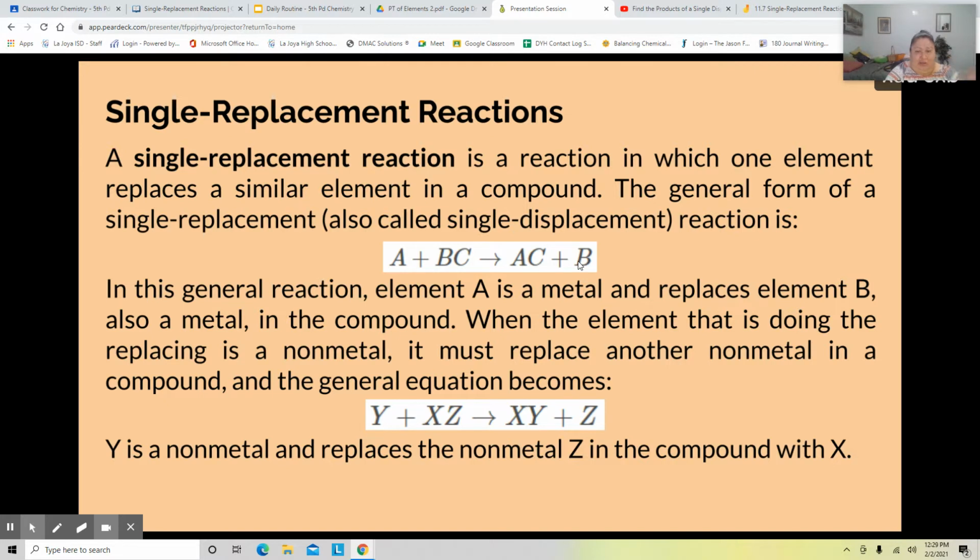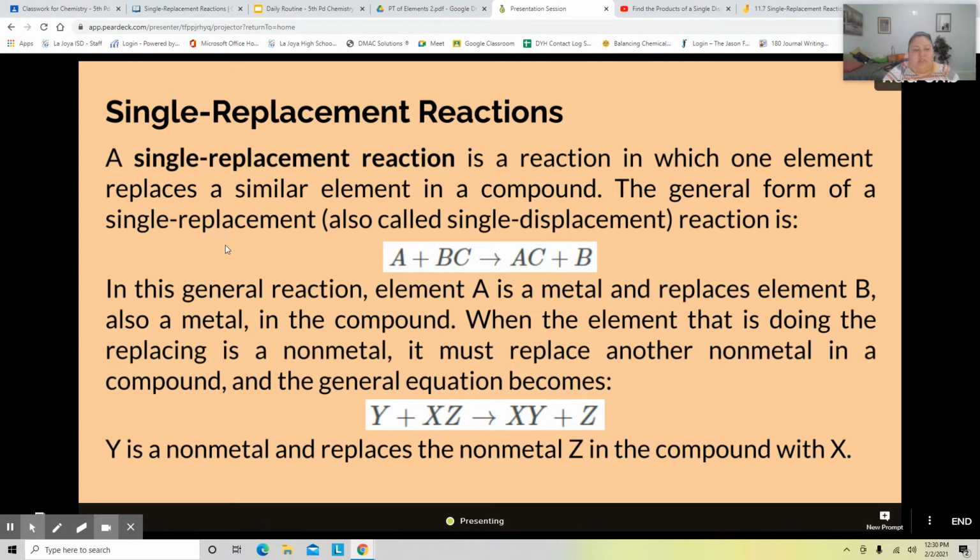And the definition, I don't remember if I read it, but I'm going to read it again. It is a reaction in which one element replaces a similar element. And you see how it says similar? That's important also. Similar means metals replace metals. Non-metals can replace a non-metal, but you cannot have metals replacing non-metals. Okay? And it talks about it here.